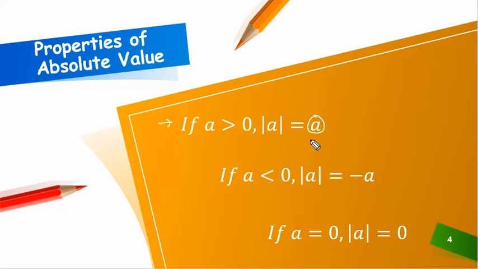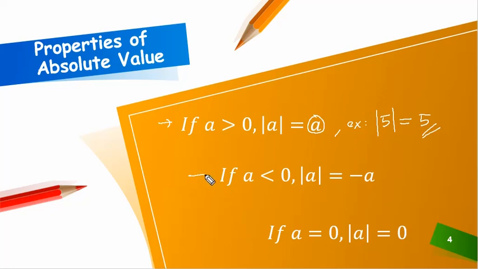Let's say for example, the absolute value of 5. This is a positive number, right? Then the absolute value of 5 is also 5.